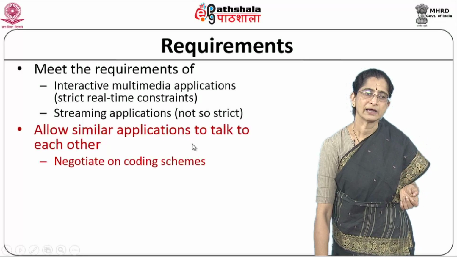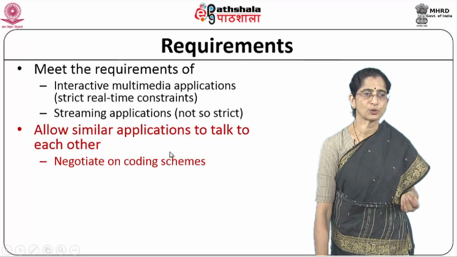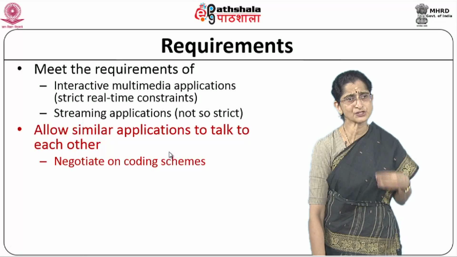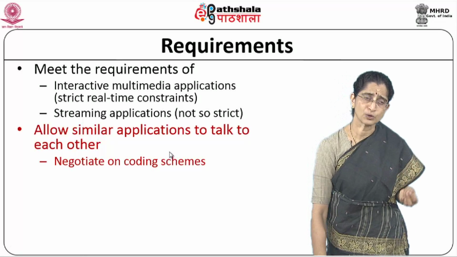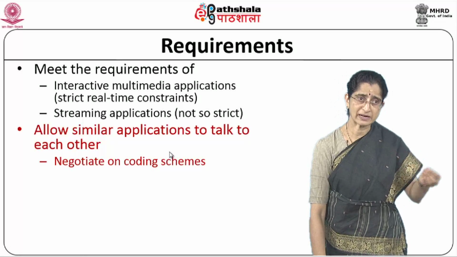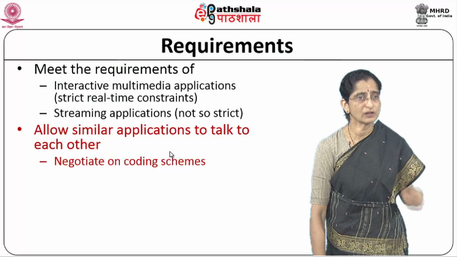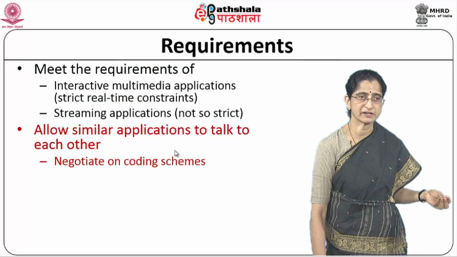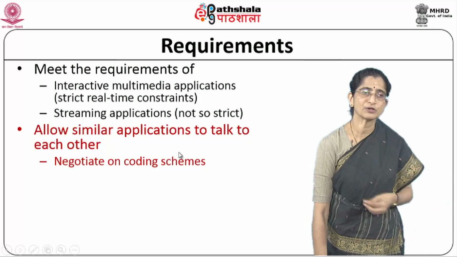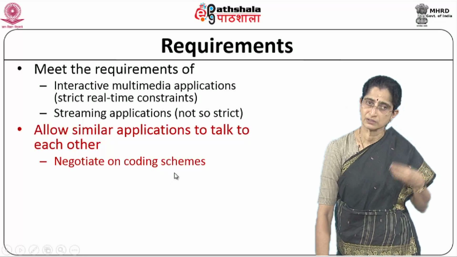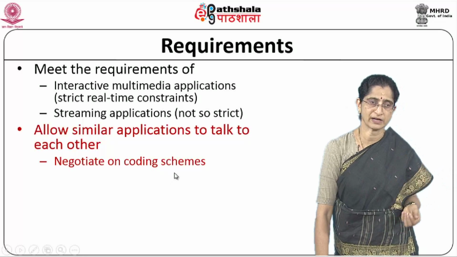And of course, one of the major goals is that it should allow similar applications to talk to each other. That is, they should be able to negotiate coding schemes if necessary. They are similar applications, but you may have one application connected to a low bandwidth network and another to a high bandwidth network. In which case, they should be able to negotiate certain parameters and coding schemes, so that they will still be able to run the application and communicate with one another.